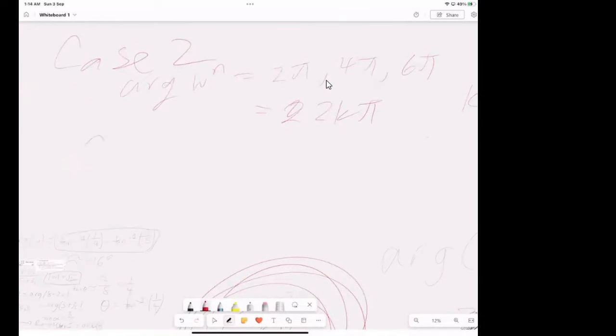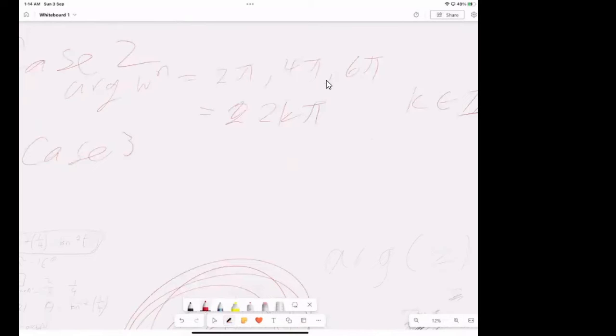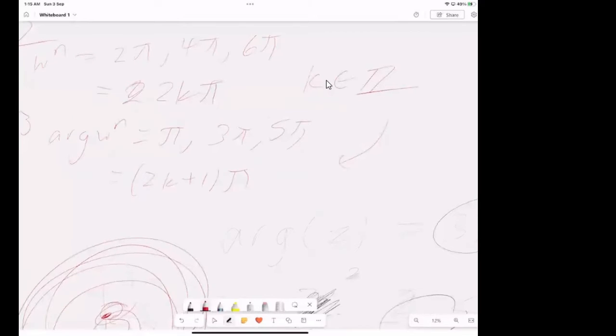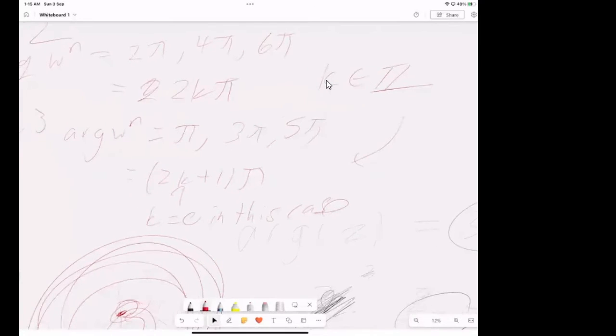So if we want real and negative, we want the argument of w power n to equal pi, 3 pi, 5 pi. So this one we do (2k plus 1) pi, where k is an element of the integers. Just that we can include 0 in this case, so k can be 0. Just take note, k can be negative, by the way. Nobody's saying that k cannot be negative, but k has to be an integer. So for example, if k equals 0, this is just pi. If k equals 1, it's just 3 pi and then 5 pi.